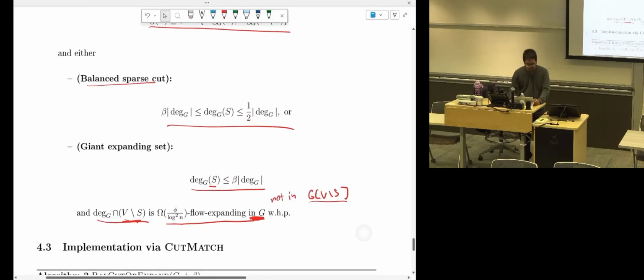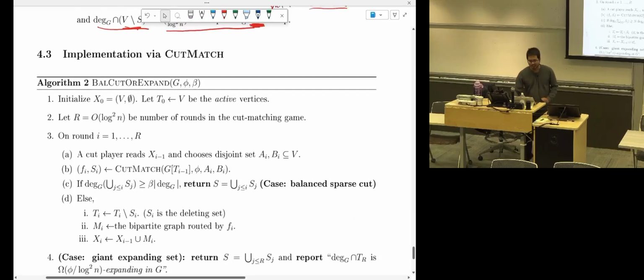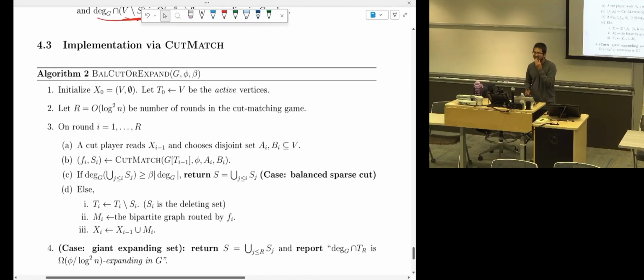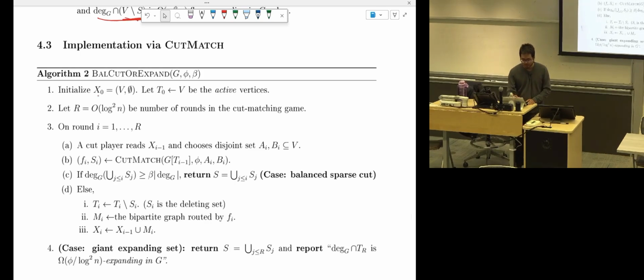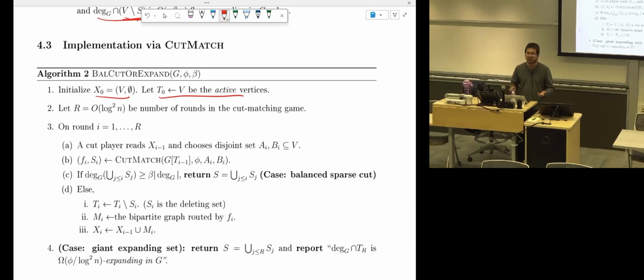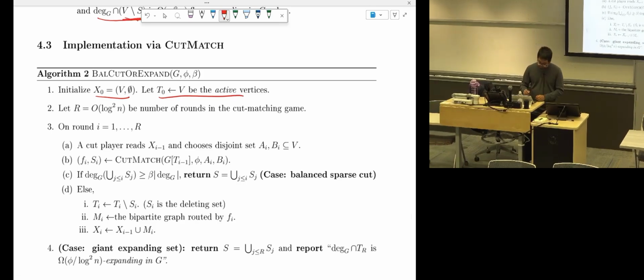Yeah, this is kind of in your homework, basically. So what it does, you start with an empty graph. You have active vertices. You have many rounds, log squared rounds, for each round in the cut matching game. The cut player chooses A and B, just like before. And now we do cut-match on the graph of active vertices.